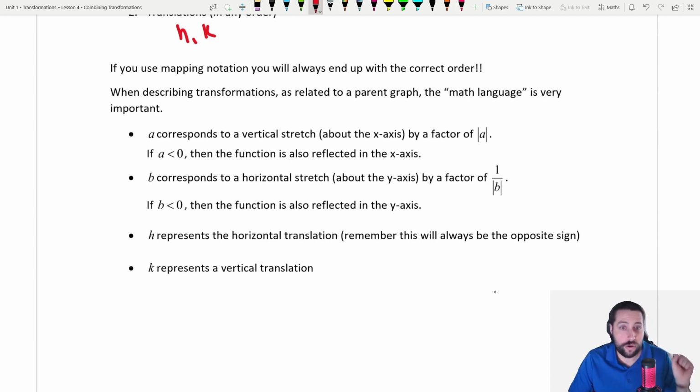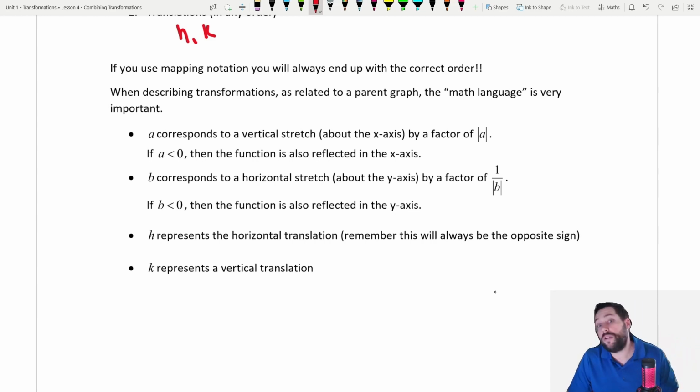B corresponds to a horizontal stretch about the y-axis by a factor of 1 over the absolute value of B. So it follows the same idea as A, except because you're inside the bracket, you have to do its opposite. So if you're multiplying it by a whole number, you have to take the reciprocal of it. If B, however, is less than 0, then the function is also reflected in the y-axis. So again, the absolute value, the number for A and B, tells you what the factor is. The negative tells you that there will be a reflection.